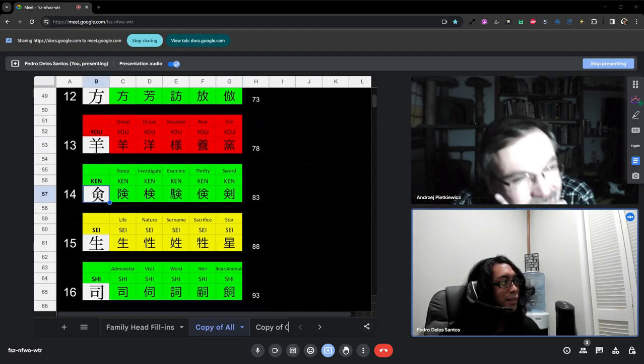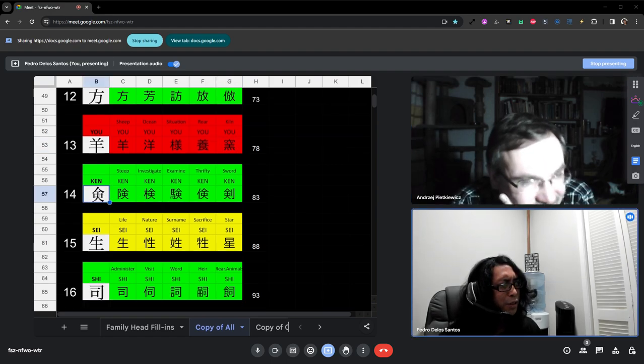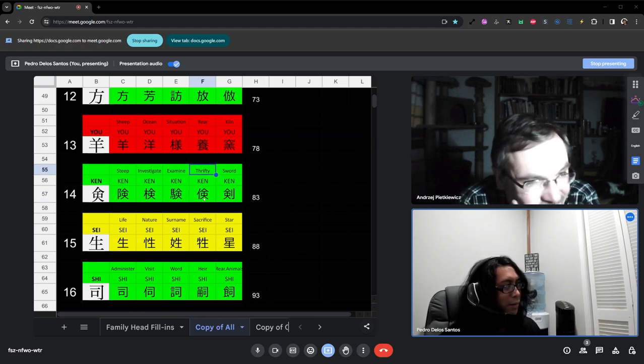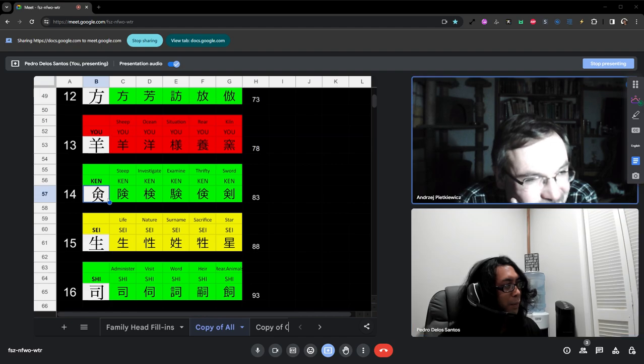This one is ken, a picture of two people underneath a roof. Represents that they're talking about something. So they're talking about the hill, so it's steep. Talking about the tree, investigate it. They're talking about the horse, they're examining it. They're talking about the person that's thrifty, who doesn't want to spend too much. And then they're talking about the sword. This is a katana, so a sword. The two people talking about stuff.